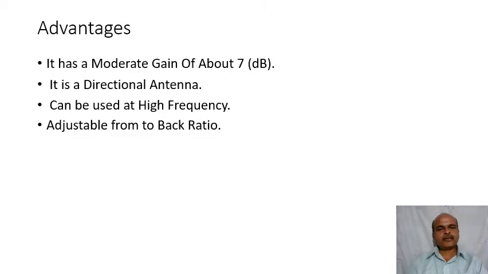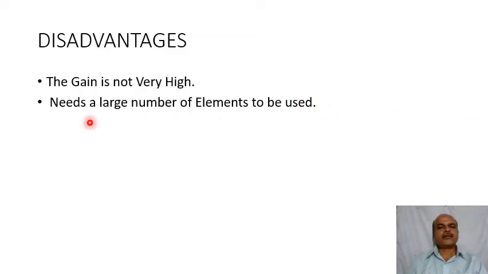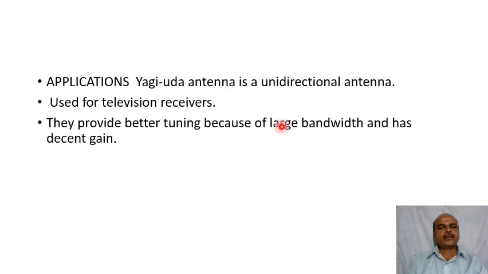Advantages of this Yagi-Uda antenna: it has a moderate gain of about 7 dB. It is a directional antenna and can be used at high frequency. The next advantage is an adjustable front to back ratio. Disadvantages: the gain is not very high, and it needs a large number of elements. Applications: the Yagi-Uda antenna is a unidirectional antenna used for television receivers. They provide better tuning because of large bandwidth and have a decent gain.